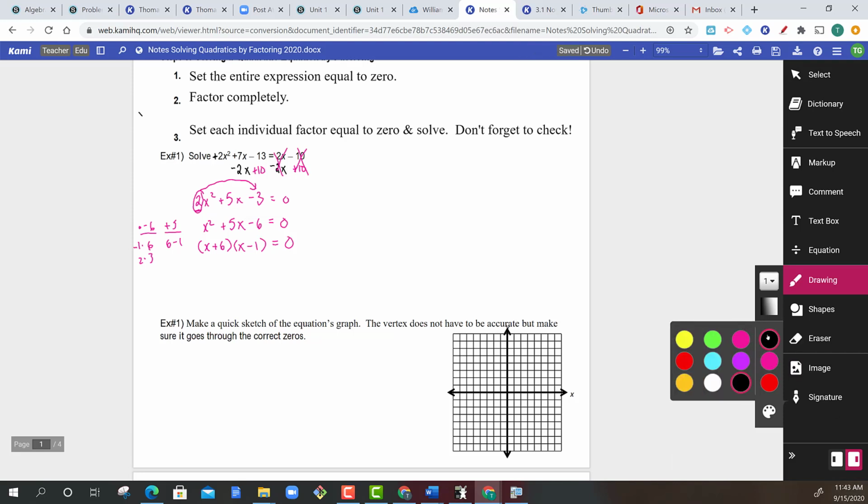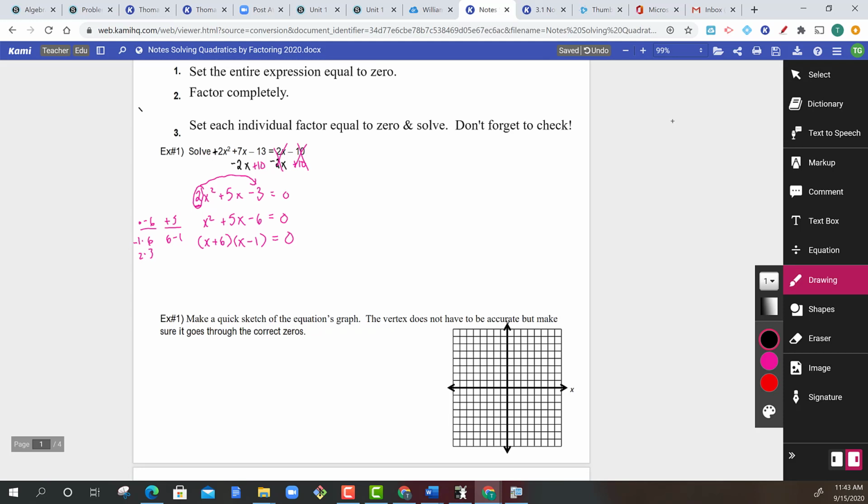Now comes kind of the weird step, is we're going to take that original a value and divide these terms by 2.